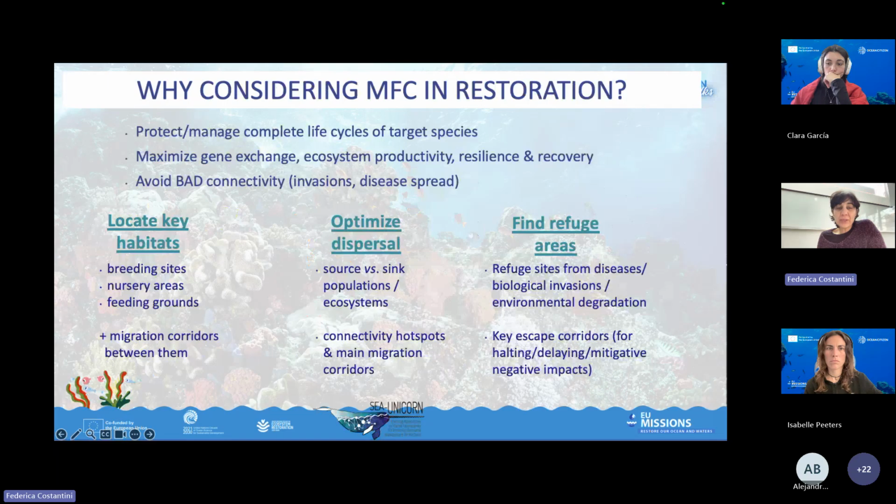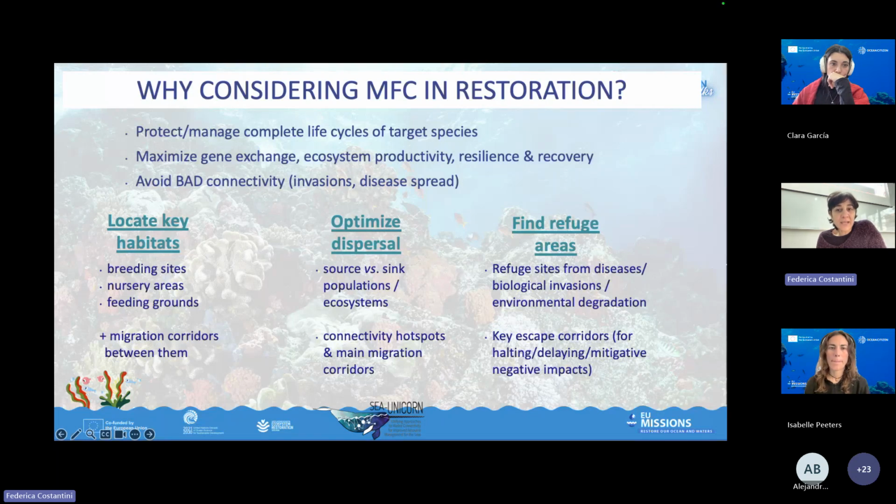So now we can move to try to understand why marine functional connectivity is important in restoration. That is one of the main key approaches that we use in Ocean Citizen. Considering marine functional connectivity in restoration is essential because connectivity underpins the survival, resilience, and long-term recovery of marine ecosystems.